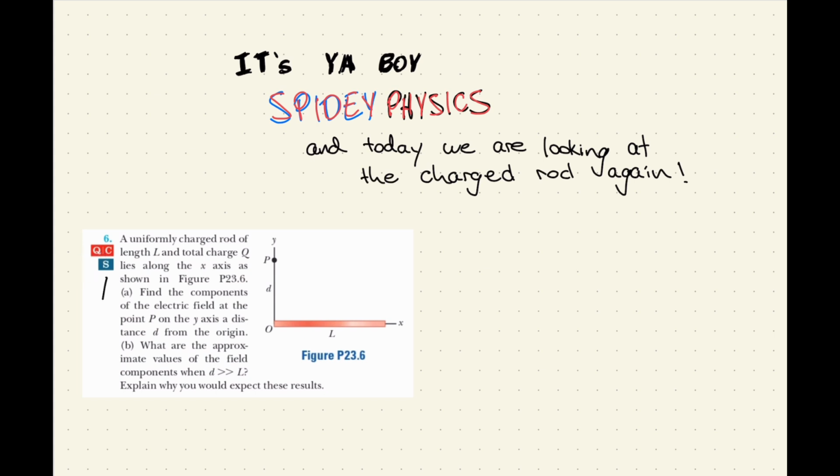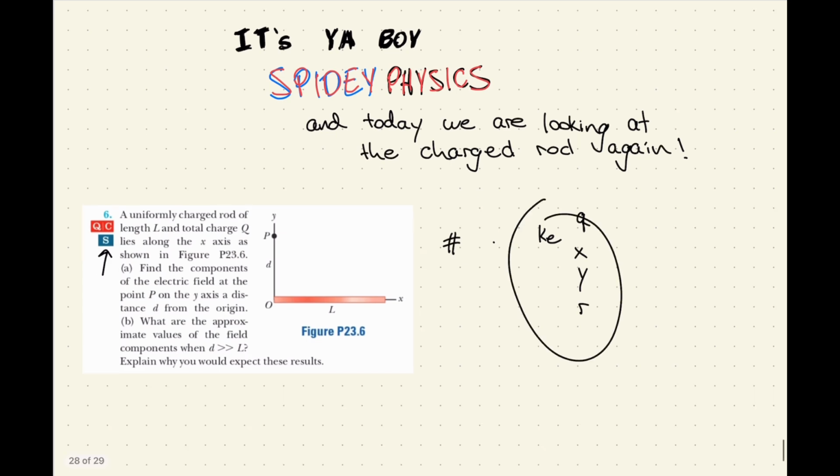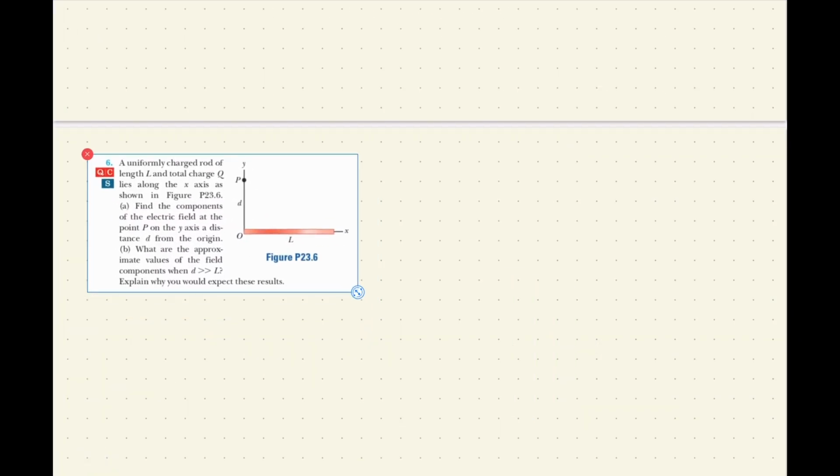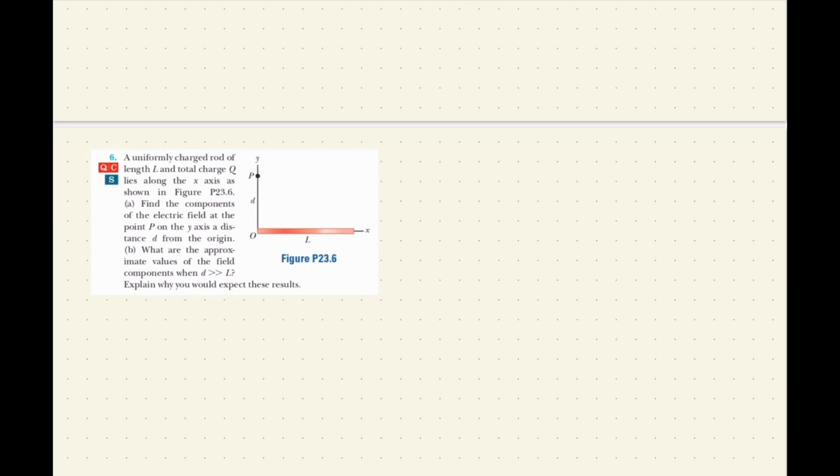But I do know this S means symbolic, meaning the answer is not going to be a number. It's going to be something with symbols like KE, Q, X, Y, R, maybe symbols like this. Yeah, I have this. Oh, here it is. Qualitative, conceptual and symbolic. So this is from the book, somewhere in the beginning of the book, like in the content section.